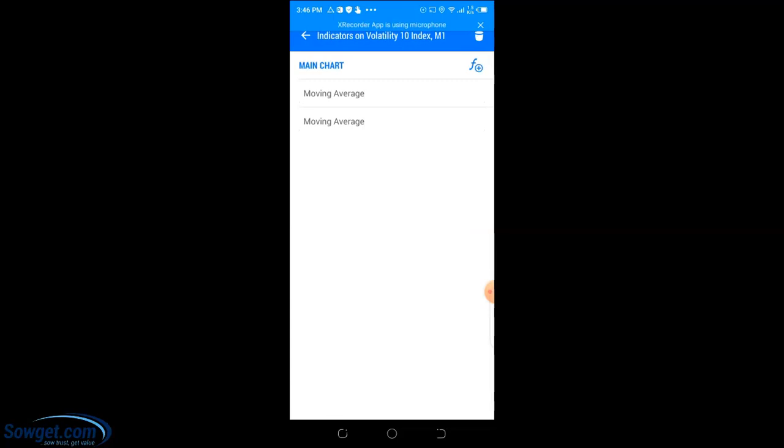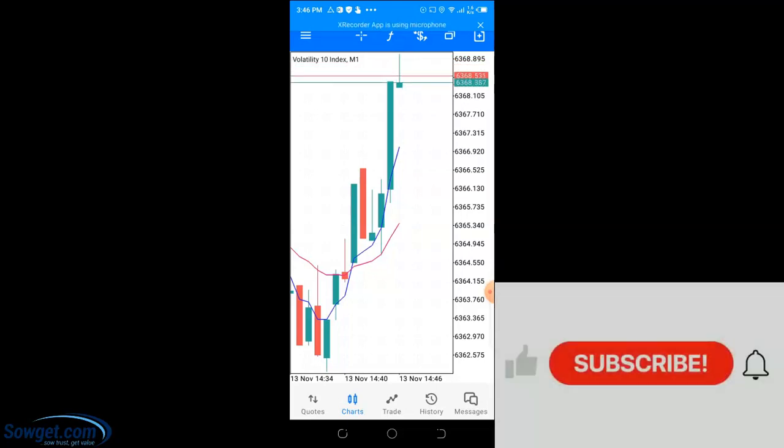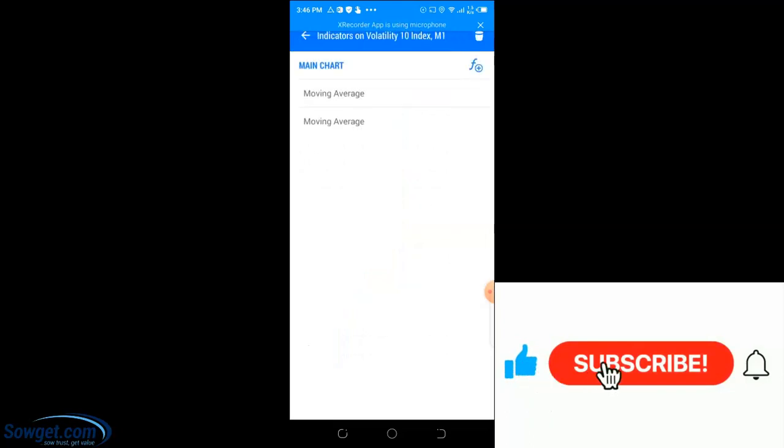Okay, so let's return back to the charts. You can see the two indicators are here. The blue one is the moving average 5 and the red one is the moving average 20. So we're going to install another indicator.